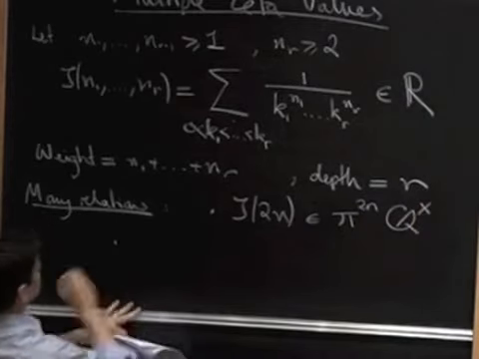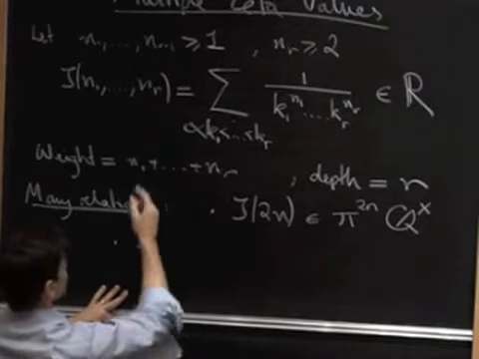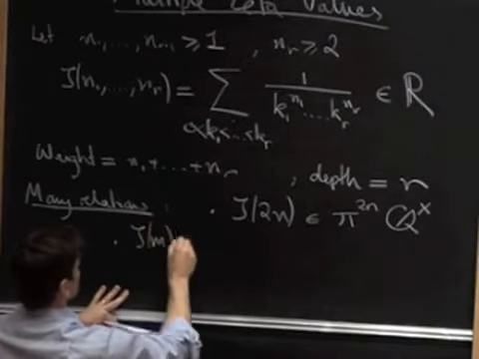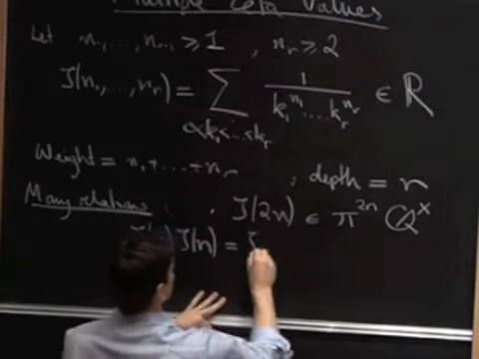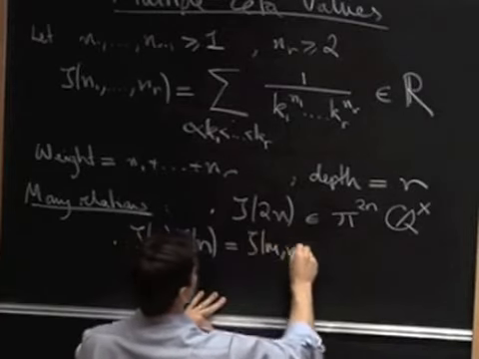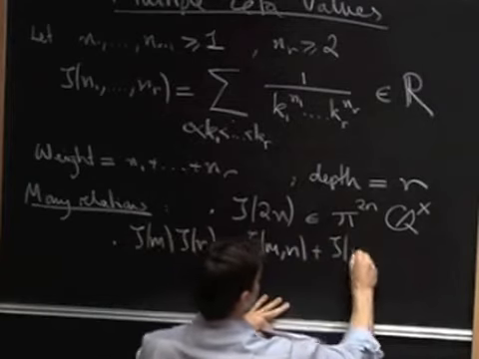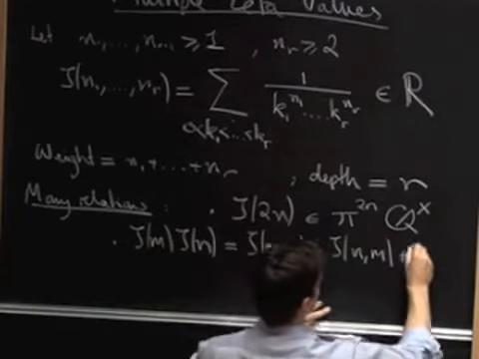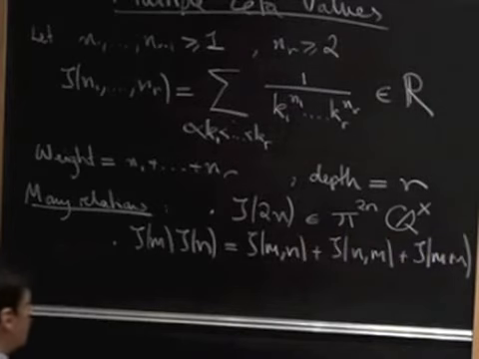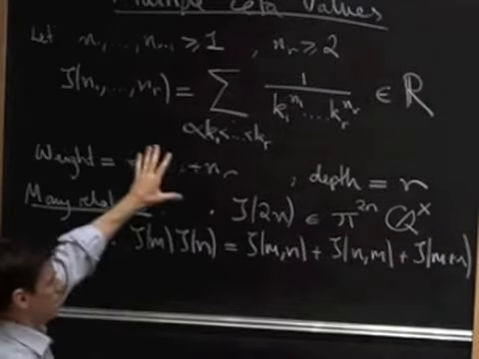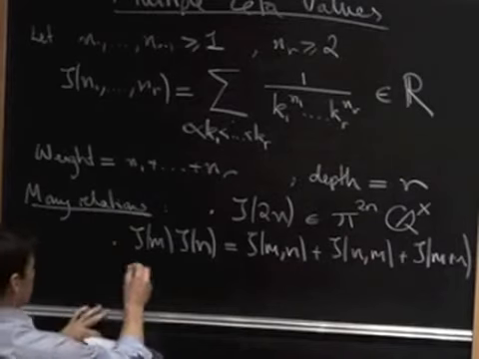Another fact which is due to Euler is the simple quadratic identity zeta m times zeta n equals zeta m n plus zeta n m plus zeta m plus n. Of course, I assume the indices are such that the sums converge in every case. Proof of this is very simple.